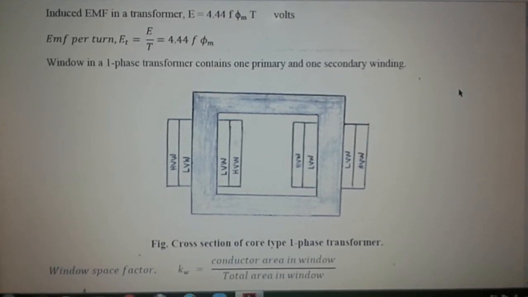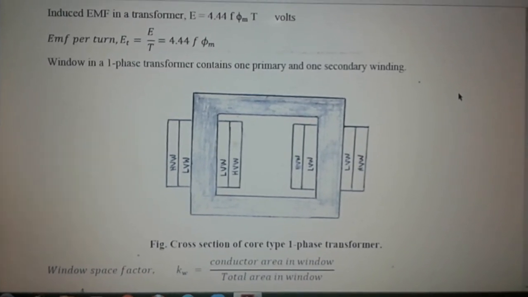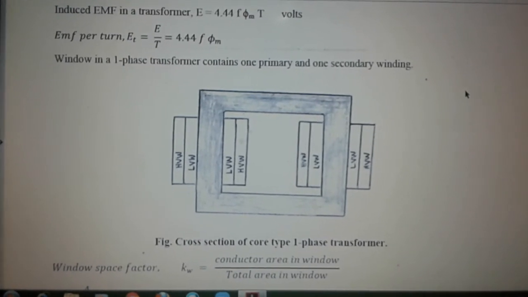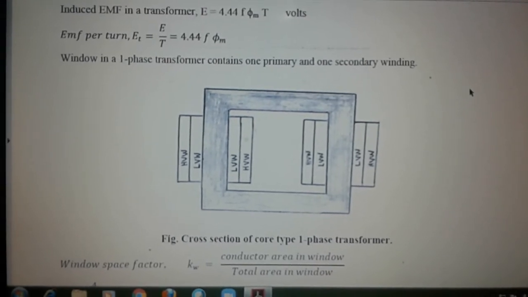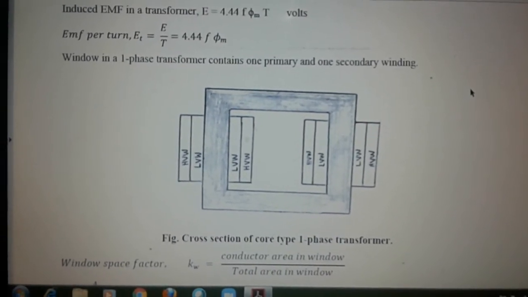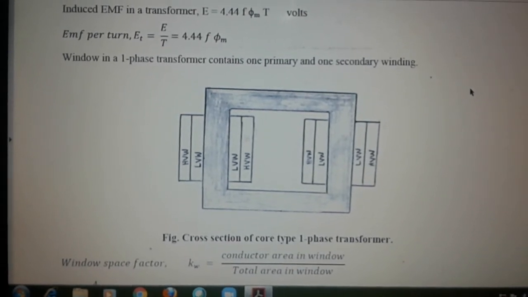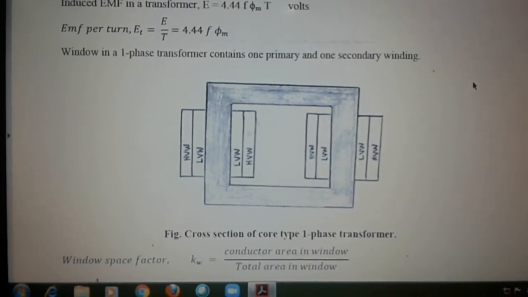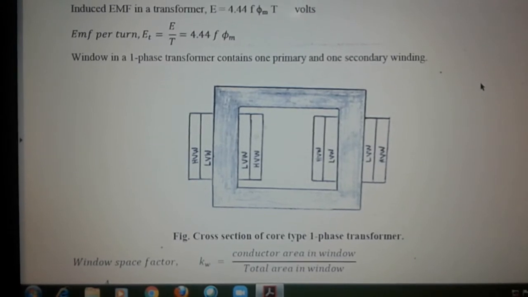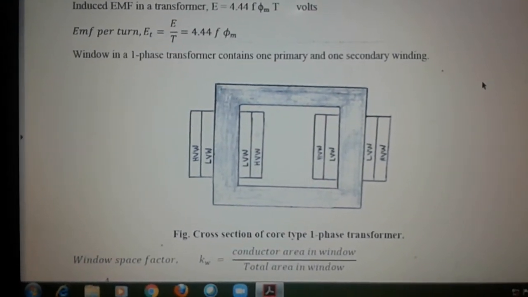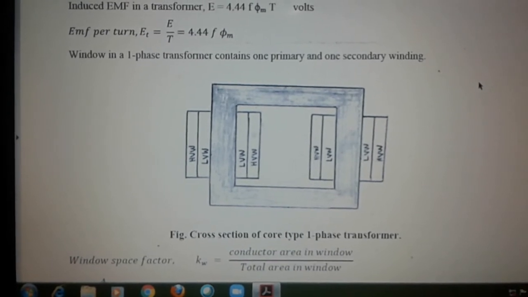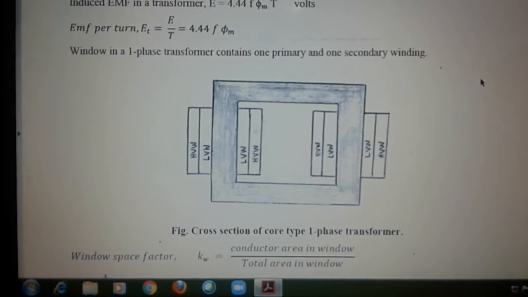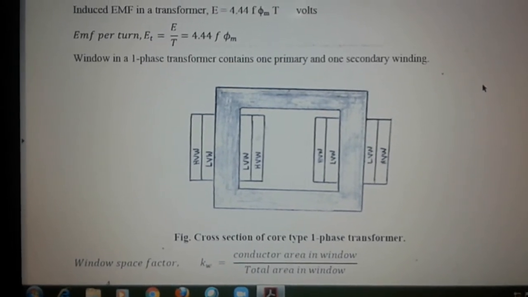Next is the output equation of the transformer in terms of its main dimensions. First, the induced EMF in a transformer is 4.44 f phi m T phase, where f is the frequency, phi m is the maximum flux in the transformer, and T phase is the number of turns per phase. EMF per turn, for a single turn, is taken as 4.44 f phi m. Window space factor is defined as the ratio of conductor area in window to the total area in window.